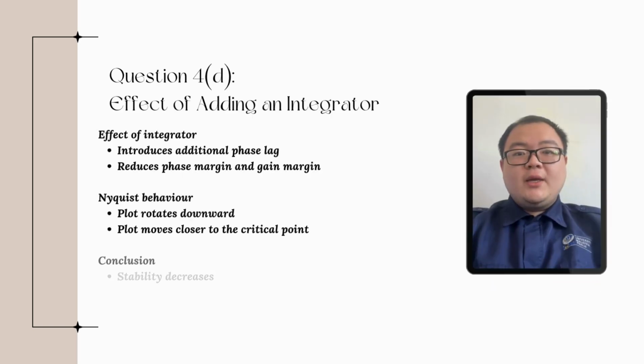For question 4, part D, an integrator is added to the forward path. This introduces additional phase lag, causing the Nyquist plot to rotate downward and move closer to the critical point. As a result, gain margin and phase margin decrease, making the system less stable.